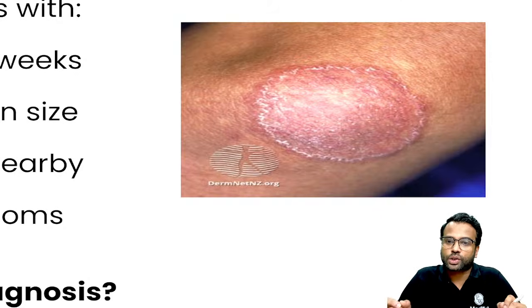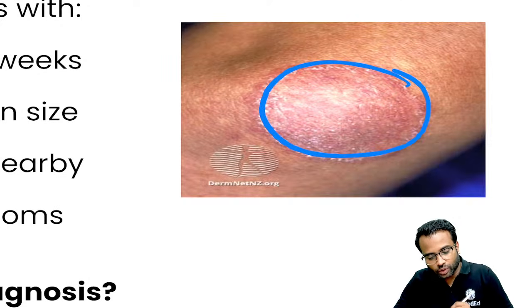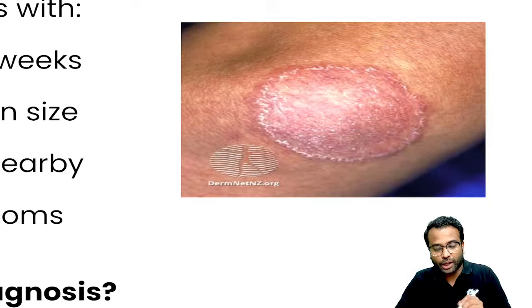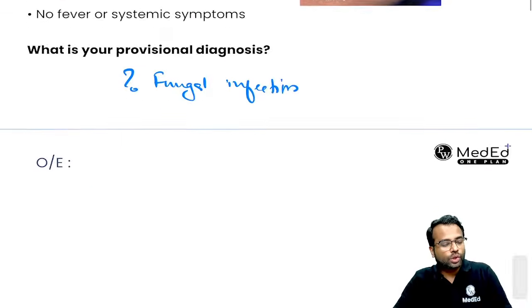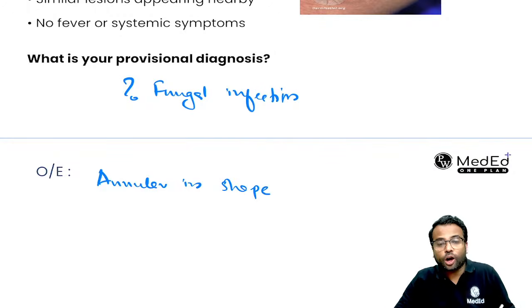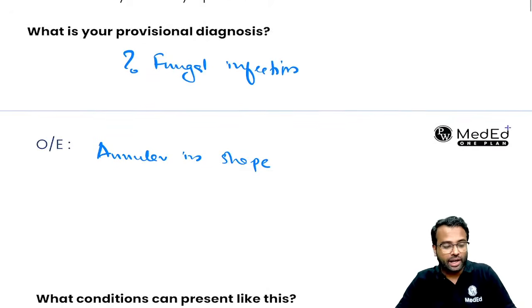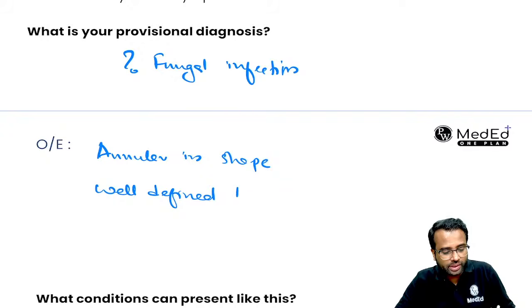First of all, let us talk about the shape of this lesion. The shape is something like this. So what is the shape? It's going to be an annular shape, that is, round in shape. On examination, you can see that the lesions are annular in shape. Along with this annular shape, the borders are also well defined, right? So they have well defined borders.